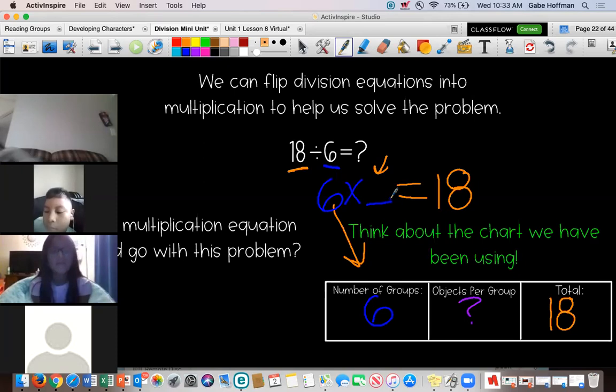Okay? And that's how we can kind of flip it around and make it a multiplication problem. And then if you know your multiplication facts really well, then you can know what goes in that blank and you can make it a multiplication equation. So what would go in that blank? 3. Yep, 3 would go in that blank.